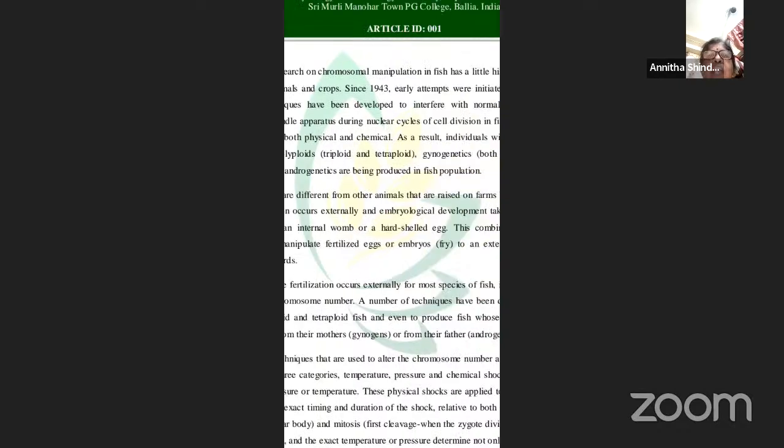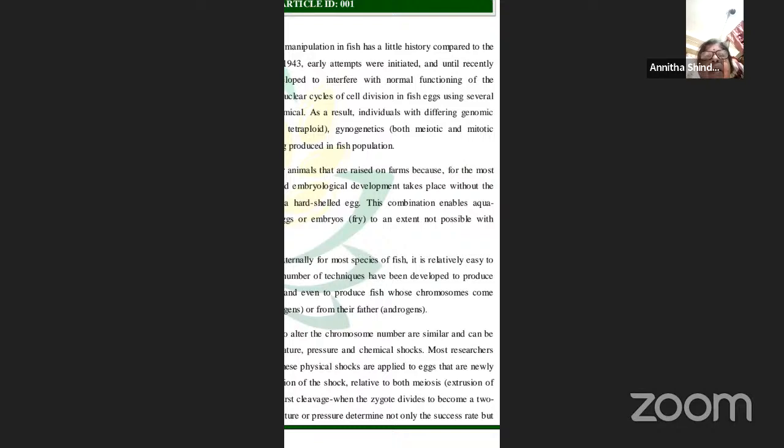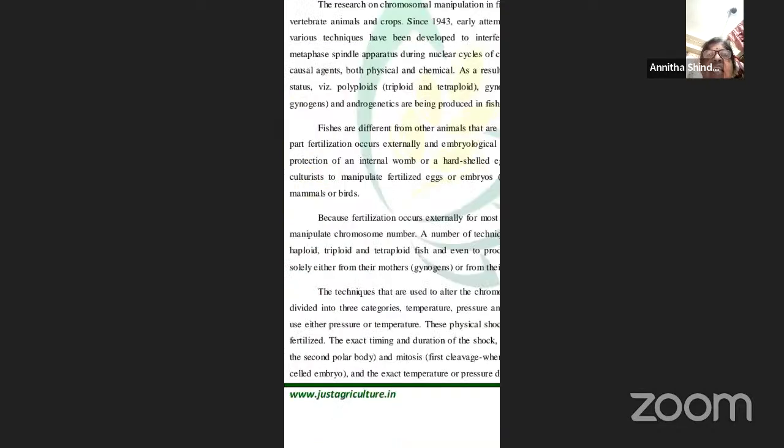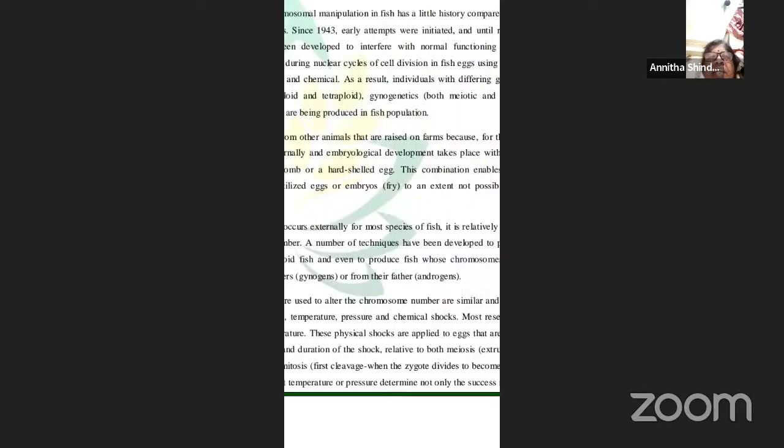Now, fishes, you all know, are different from other animals, and they are raised in farms. For the most part, fertilization occurs externally, and the embryological development takes place without the protection of the internal womb. So the fertilization is external, it takes place in the water, as you all know. That is why, when compared to other animals, here it is quite different. Because fertilization occurs externally, it is relatively easy to manipulate the chromosome number.